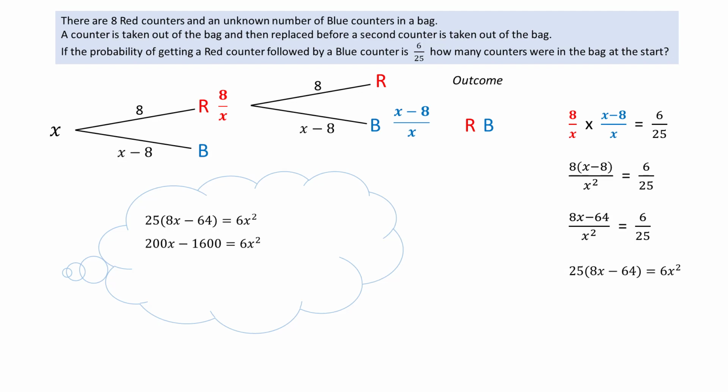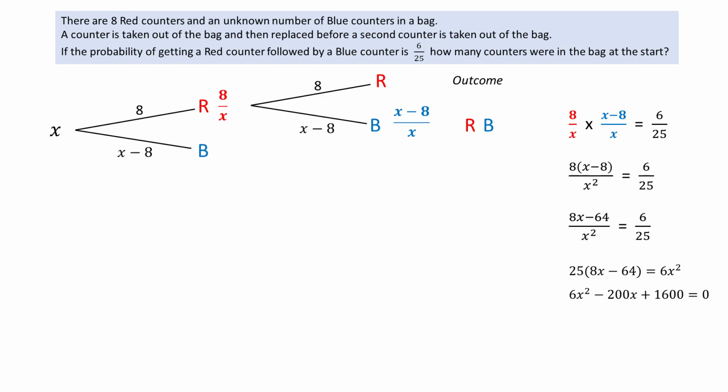To do this, I first multiply out the brackets and subtract 200x from both sides. Then add 1600 to both sides to obtain a quadratic equation equal to 0. Further simplify by dividing each term by 2.